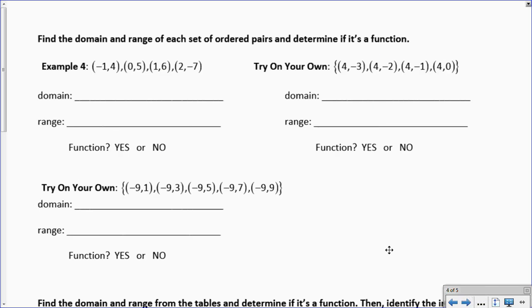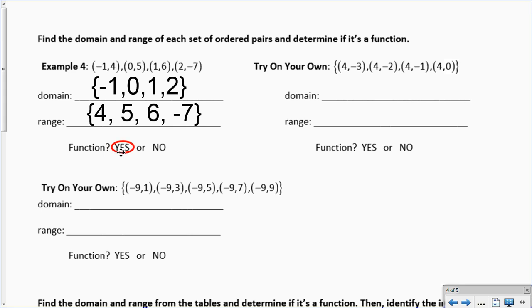All right, example 4. It's just a bunch of ordered pairs. So we're looking for the domain, which are the x values. So -1, 0, 1, and 2. We write it out in braces. The range are the y values, so 4, 5, 6, and -7. Write them in braces. Each x value is only matched with one number. Okay? So because of that, yes, it is a function. So you got 2 to try on your own. Okay?